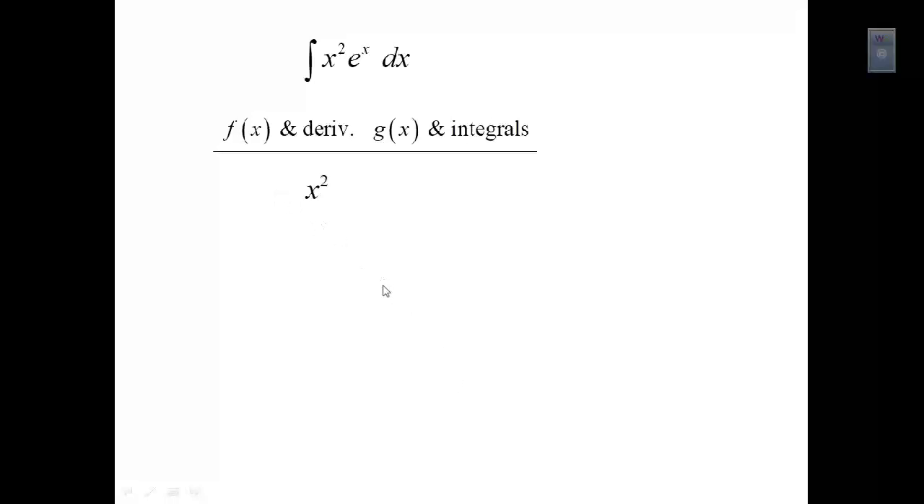So we have x squared, 2x, 2, and 0. Over here, we're going to start off with e to the x, and the integral of e to the x is e to the x, and the integral of e to the x is e to the x. You just go e to the x all the way down. Now, that's the table part.